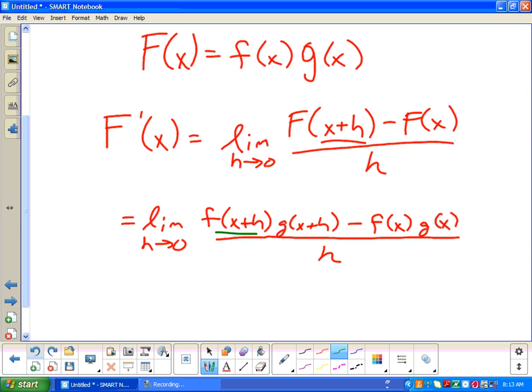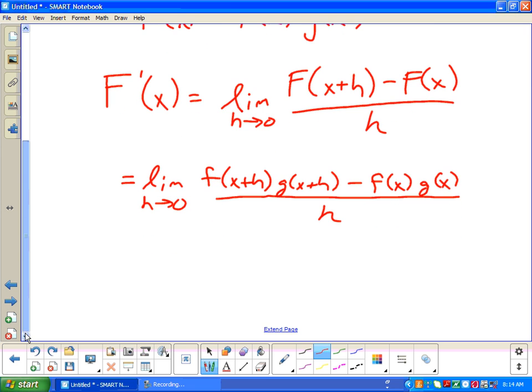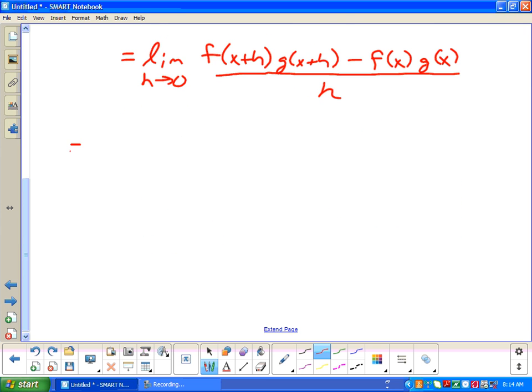But I'll level with you. Right now, this is just a disaster. There's nothing here to separate. So we're going to have to do something creative. And often, unless the teacher would have shown me the first time, I would have never seen it either. So I'm going to do what has to be done. Take the limit as h goes to 0.